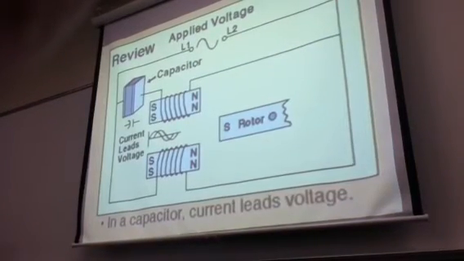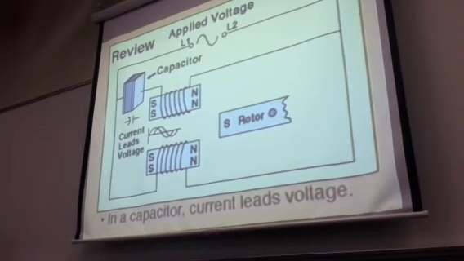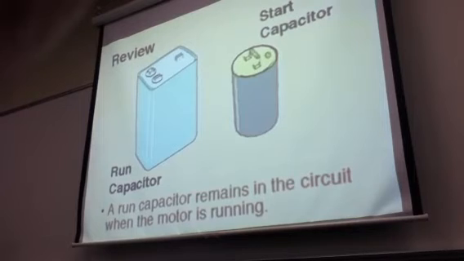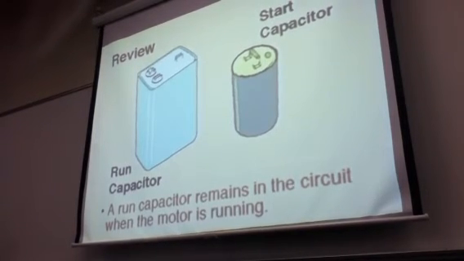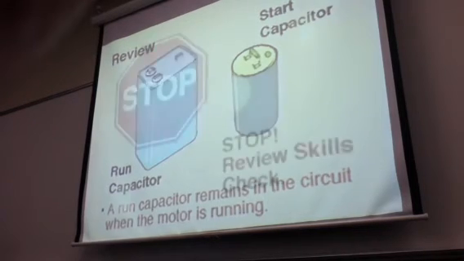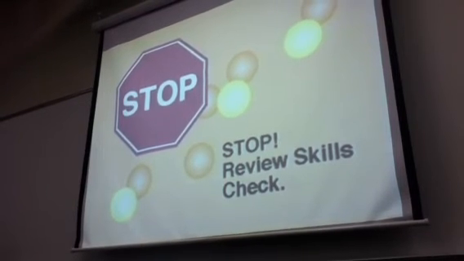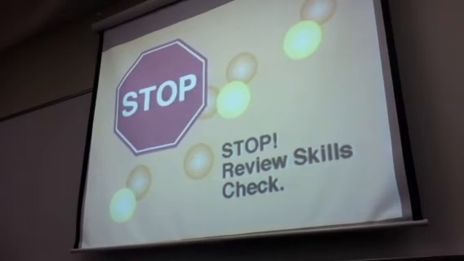In a capacitor, current leads voltage. This creates a phase shift that gives the motor a starting boost. A run capacitor remains in the circuit, while a start capacitor is switched out of the motor circuit as soon as the motor is running. In the next segment, we will discuss the various types of AC motors used in comfort air conditioning systems, and we will examine the devices used to protect these motors from damage.